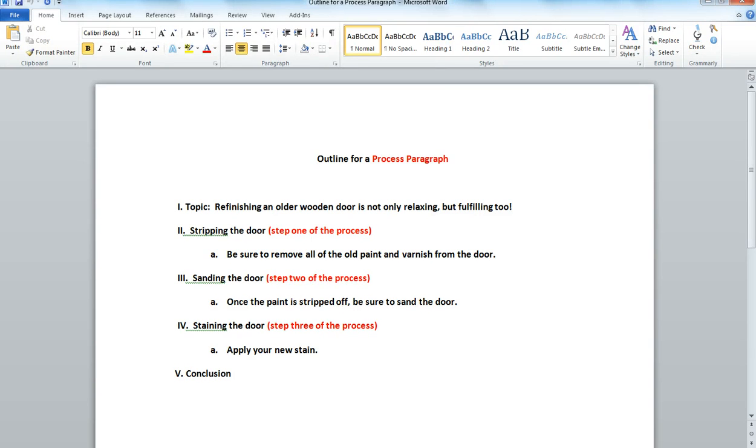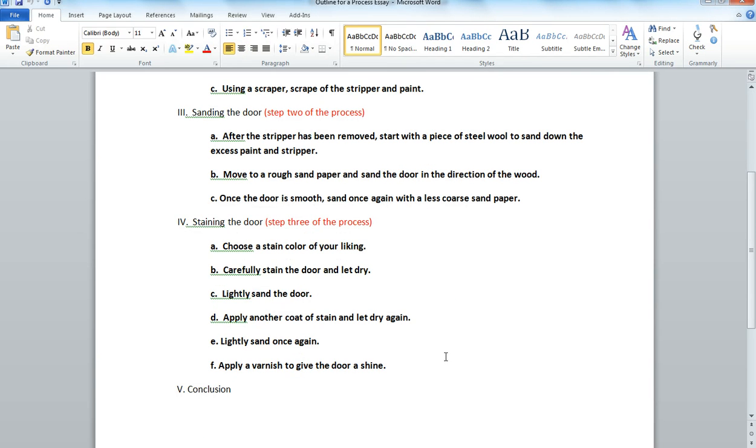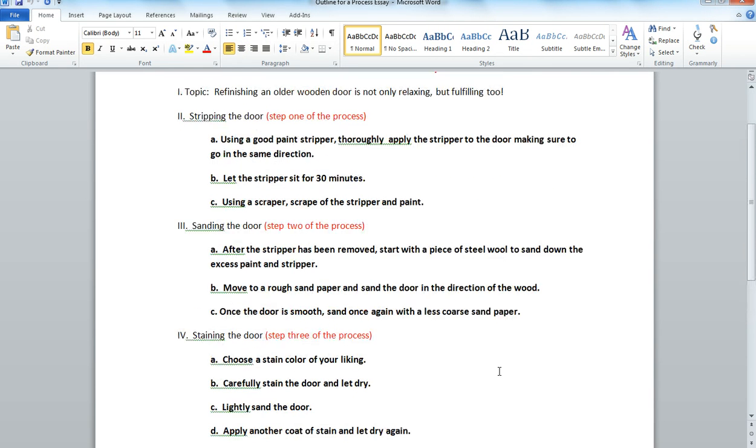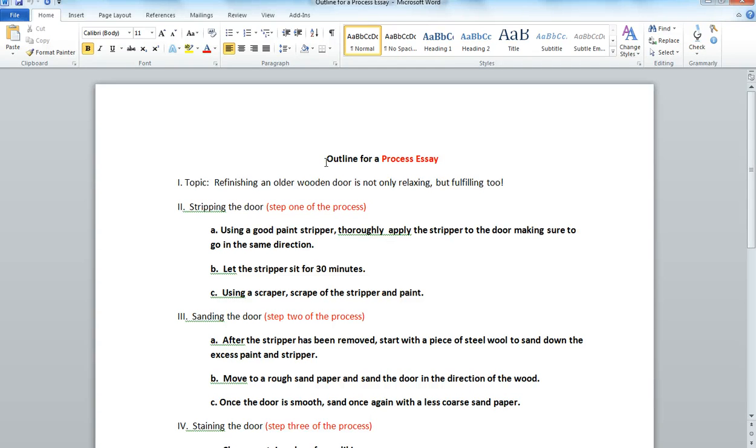Now we're ready to go. We've got all of this information. We've planned out each step. We're ready to go. So this week, use the template, fill in the information, and that is really, really important if you want to have an organized essay. Complete the outline first.